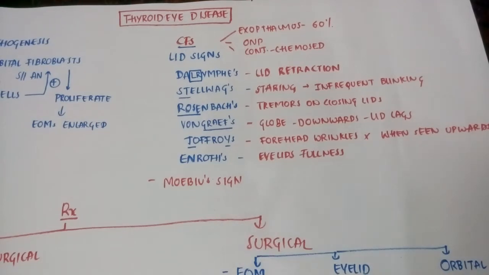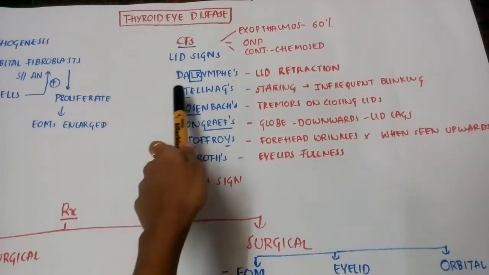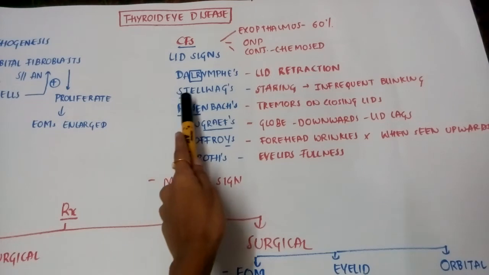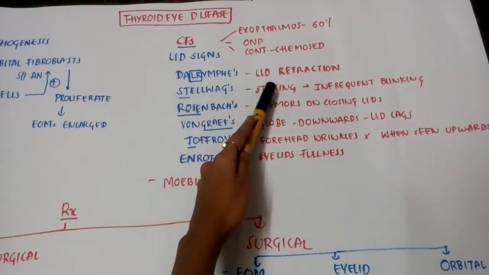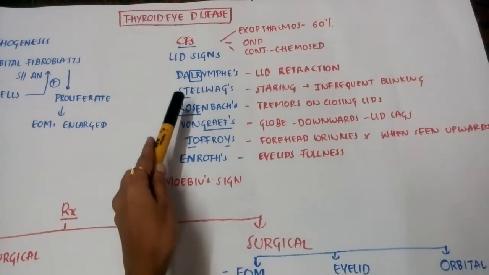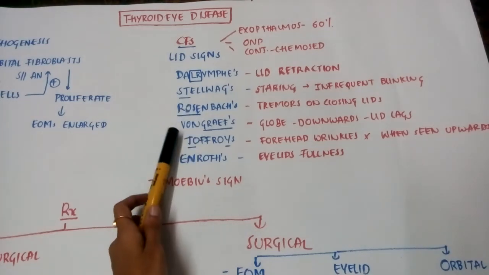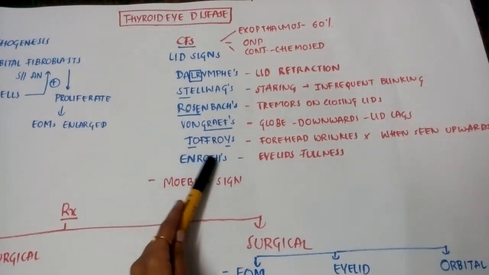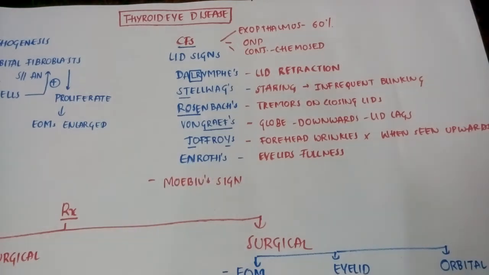Coming to the most difficult part, the lid signs. First, Dalrymple sign, which is lid retraction, mostly upper lid retraction. There is sclera, a rim of sclera, seen between the upper lid and the cornea. Then coming to other signs: Stellwag sign, Rosenbach sign, von Graefe sign, Geoffroy sign, and Enroth sign.